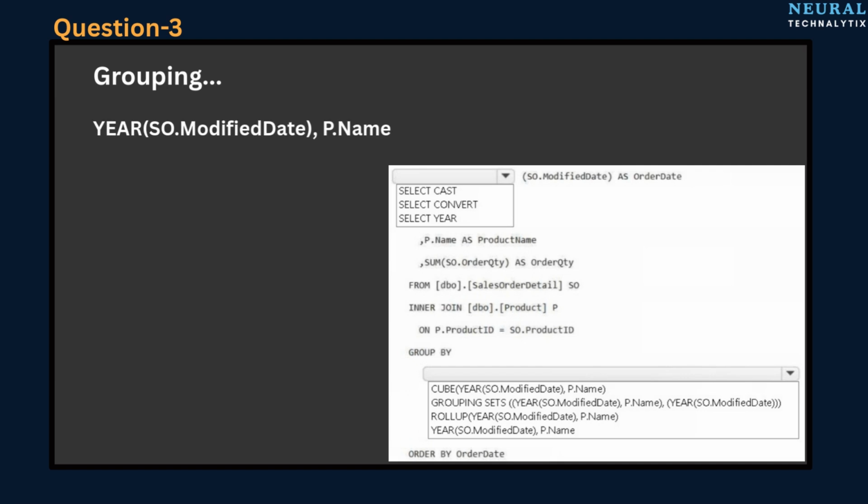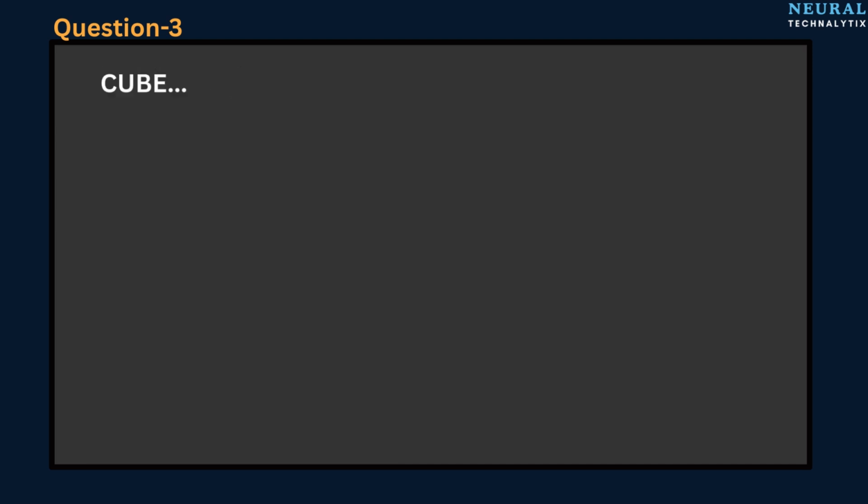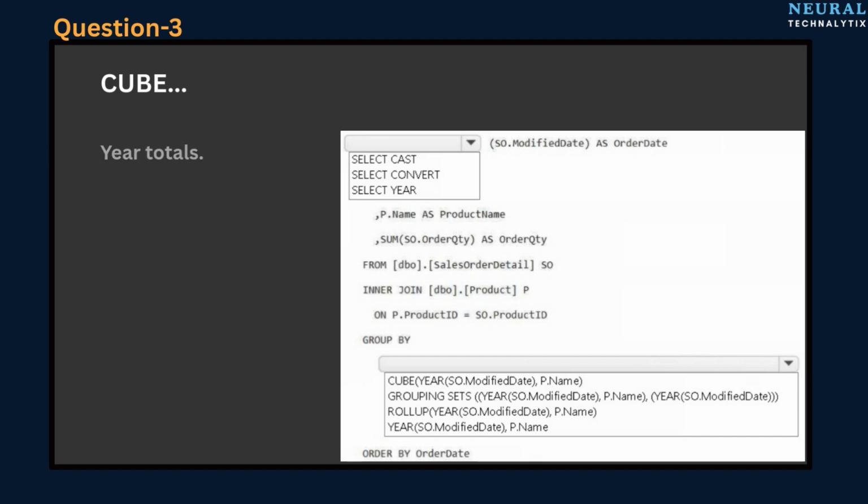If we use a simple group by year and product, we only get product totals per year, but we do not get a yearly total across all products. So that fails one requirement. Now let's think about cube. Cube generates year totals, product totals, and grand totals. That's more data than the question asks for. And in an exam scenario, more data means unnecessary complexity, so cube is not the best choice.